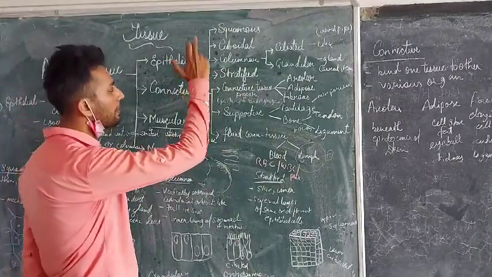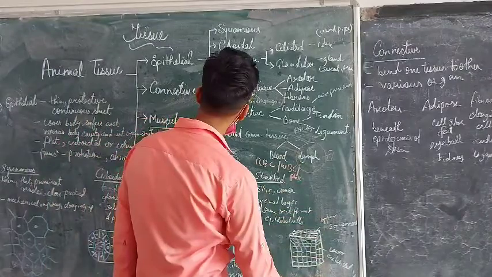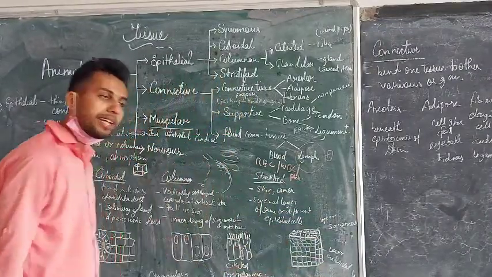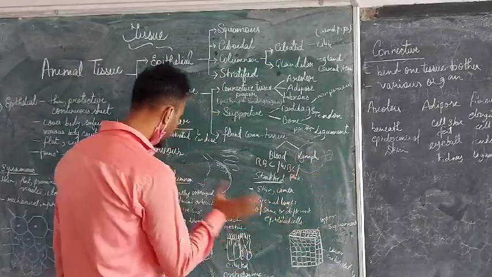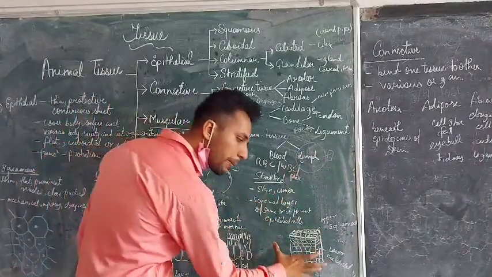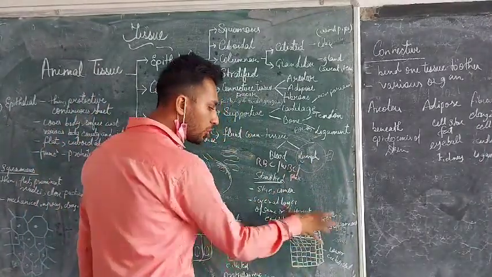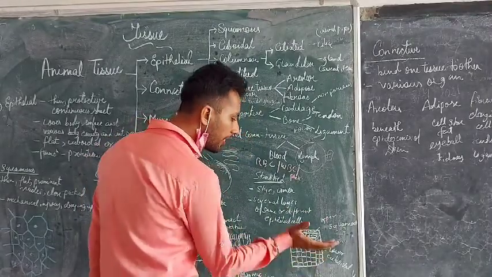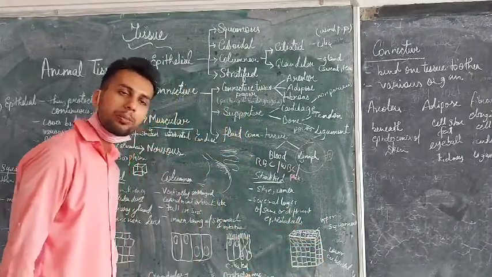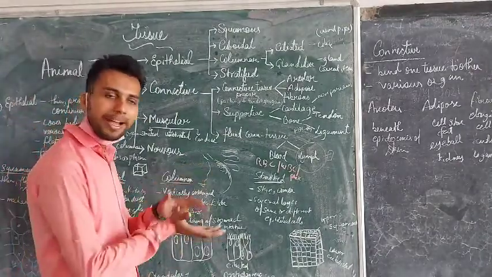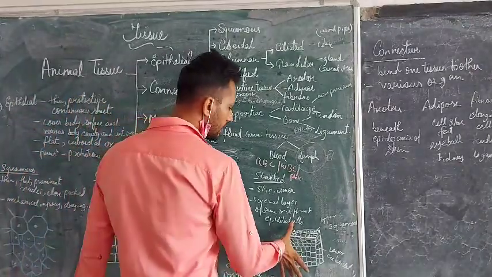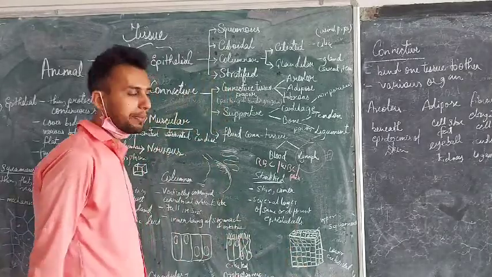Now, the last part of the epithelium is the stratified epithelium. Stratified epithelium means it is made up of groups of epithelial cells. It could be the same type, a squamous layer or a cuboidal layer, or a squamous and cuboidal layer together. Similar or different types of epithelial cells combine to form that particular tissue, called the stratified epithelium tissue.